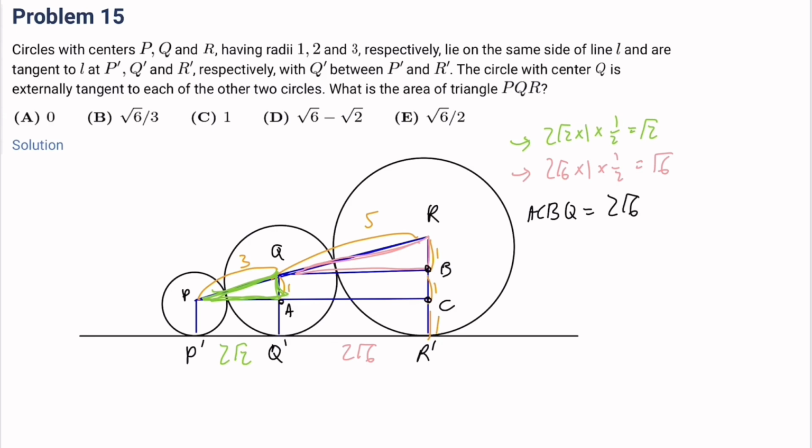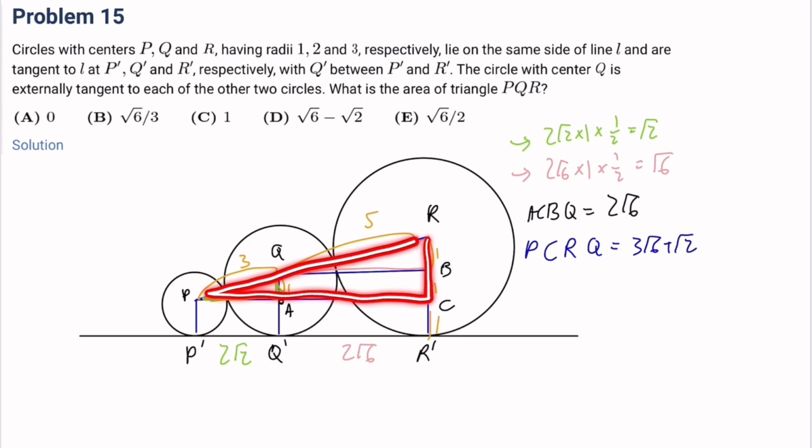So the whole of PCRQ, that quadrilateral, is equal to these 3 summed together. That's root 2 plus root 6 plus 2 root 6, which is 3 root 6 plus root 2. Now we have to subtract the value of this triangle. We subtract PRC from this much so that we get this in-between area, which is what we want.